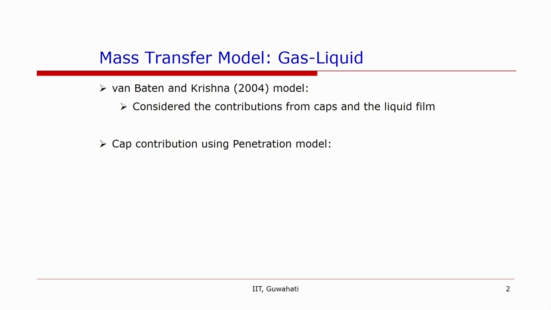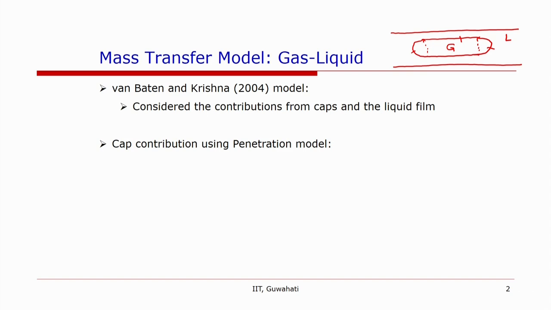So, for a Taylor bubble, as we have discussed several times, one can look at a unit cell and the bubble. The best approximation in terms of simplified geometry for the bubble can be the spherical caps and the cylindrical middle portion. So, for gas liquid mass transfer, Van Bathen and Krishna from University of Amsterdam considered the mass transfer from the gas bubble to the liquid phase and considered the contributions from the bubble caps at the front and rear and the cylindrical middle, the film region, separately.